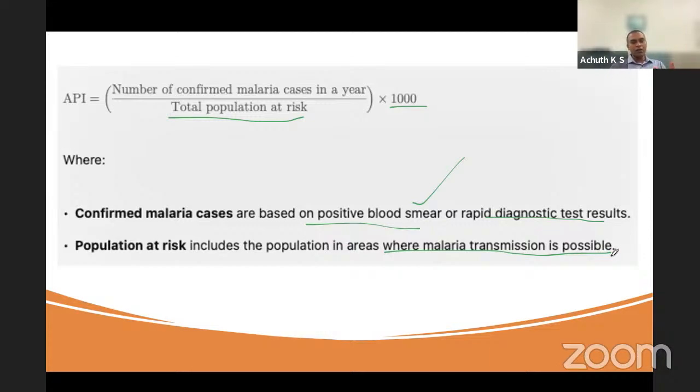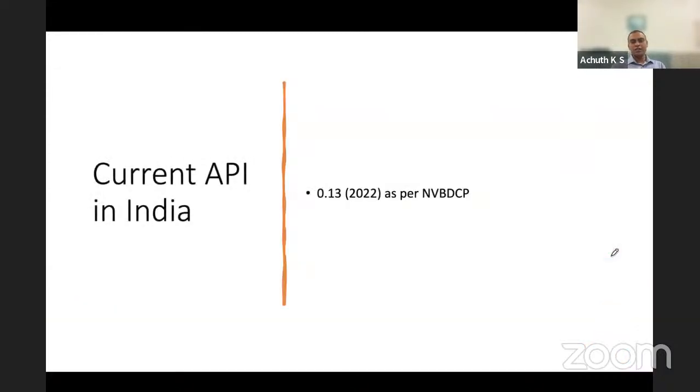No. When you take confirmed malaria cases for Andhra Pradesh, you will take the total population of Andhra Pradesh itself, not the whole. Okay. Comparing like things, or using like things, gives accurate results. The current API in India is 0.13 as per the National Vector-Borne Disease Control Program of 2022. That means low risk.